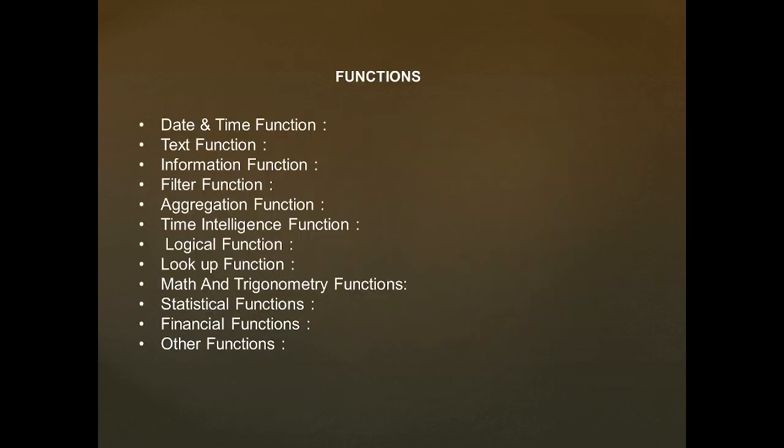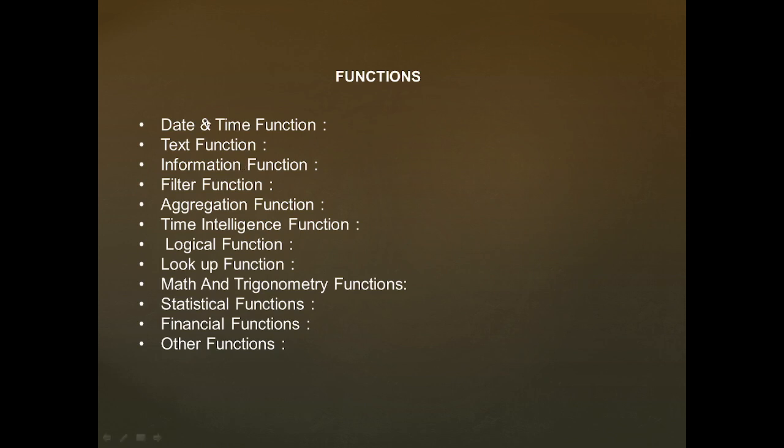Now what types of functions are there in DAX? DAX means data analysis expressions, as we know. So there are different functions. There are date time functions: if we want to work on any column based on the date, then we can use date time functions. Then we have text functions to work on the alphabetical values, the text values. An information function is there. If we want to retrieve information based on any column or any other thing, then we can use this information function.